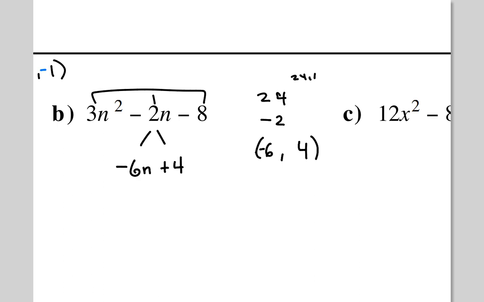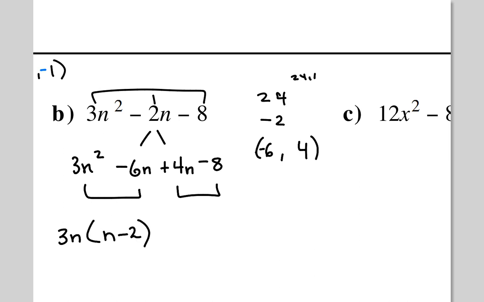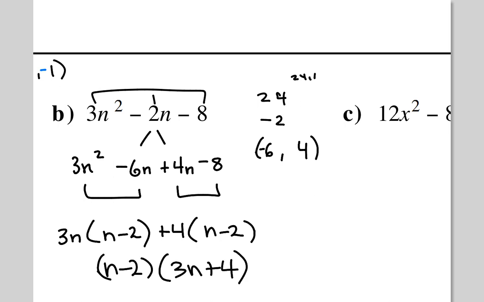-6n plus 4n. Don't forget that variable, or else the next steps are going to look funny. Put the brackets under. 3n, you're going to get an n minus 2. And then take out a 4, and you get n minus 2. n minus 2 comes out and you get your 3n plus 4.